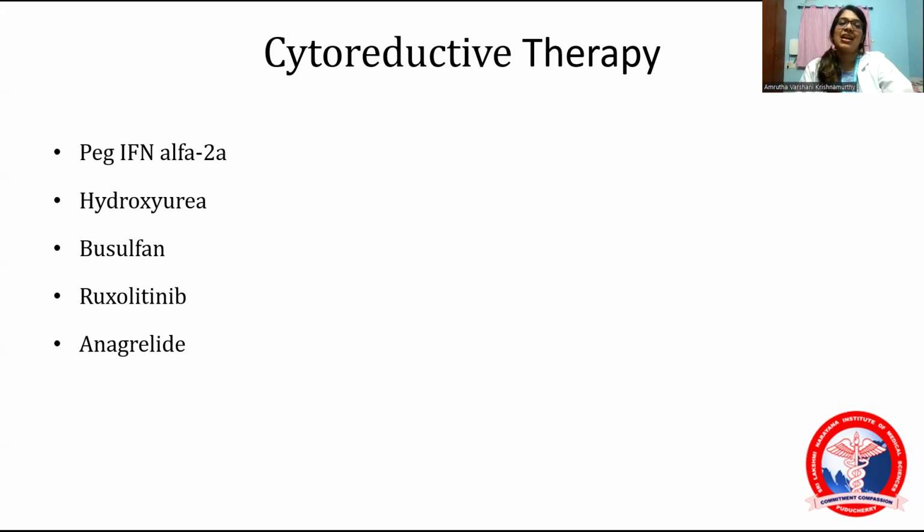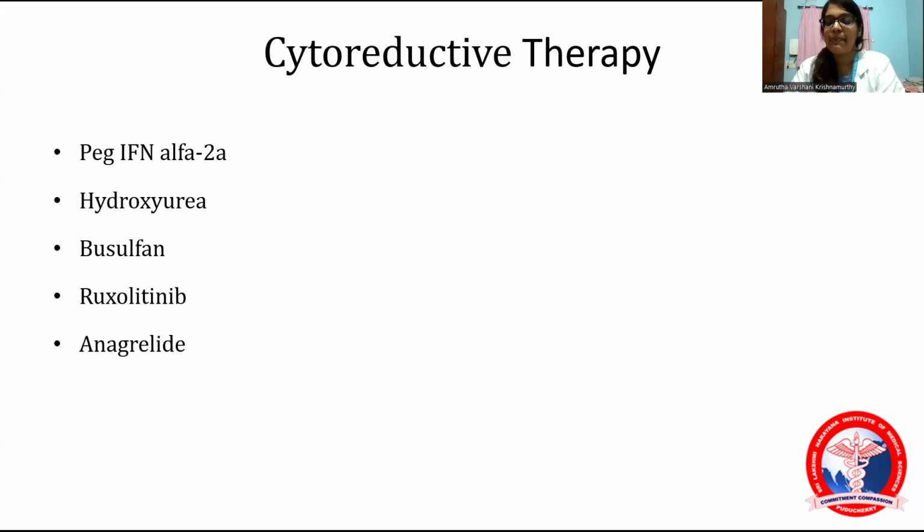So ruxolitinib and anagrelide are newer drugs. Anagrelide is more of an experimental therapy. Ruxolitinib is actually a JAK2 inhibitor. This is commonly used only when interferon alpha as well as hydroxyurea have failed to work. Ruxolitinib can also cause cytopenia. It can also cause derangement of liver function tests. That is one of the side effects of ruxolitinib. And anagrelide is a phosphodiesterase inhibitor that is under experimental study. So this is the cytoreductive treatment of polycythemia vera.